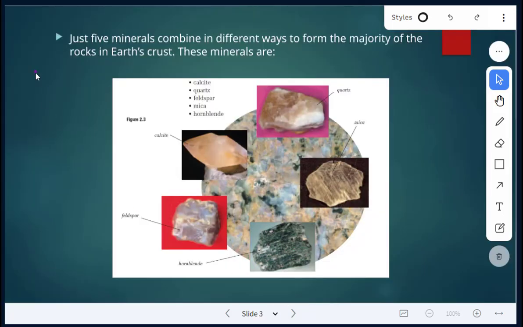So just five minerals can combine in different ways to form the majority of the rocks in Earth's crust. Those minerals are calcite, quartz, feldspar, mica, and hornblende. Here we can see images of those: calcite, feldspar, hornblende, mica, and quartz.